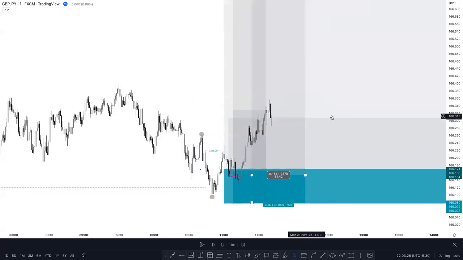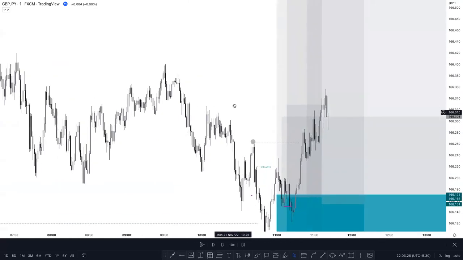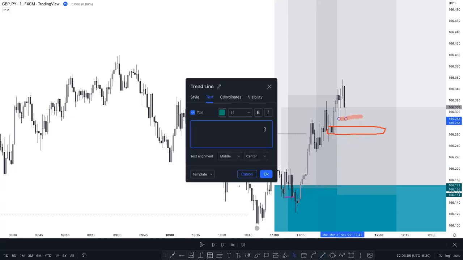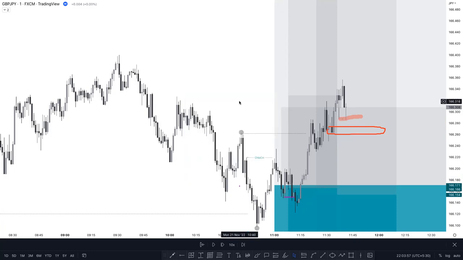Okay, so where is the next possible entry? Perfect, everyone. Exactly. The first pullback is here. You can see this one is our low, which is already swept here. And when price sees the major high or low, those can be a buy here.